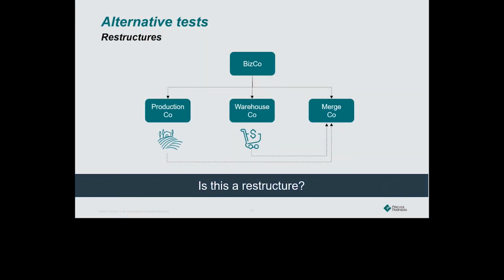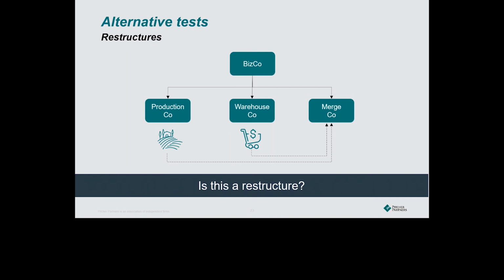And we've just got a slide here, and we'll talk to you about what these concepts are. Here it looks like we've got something you might colloquially describe as an internal group restructure. We've got production co and warehouse co that transfer their businesses over to merge co, which then starts operating a merged business. The key point is that acquisition, disposal, restructure, none of these words are defined at all in these rules, and they should probably take their ordinary meaning in the context of the rules.